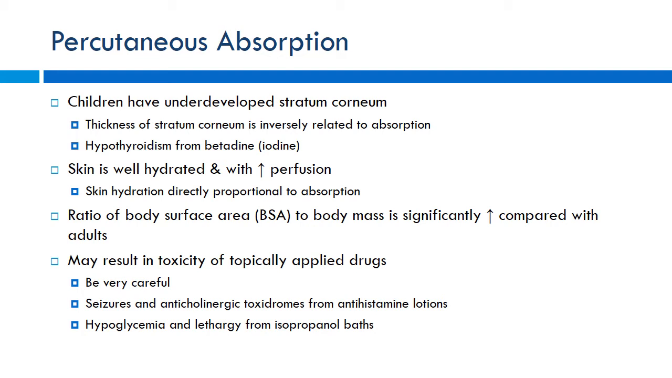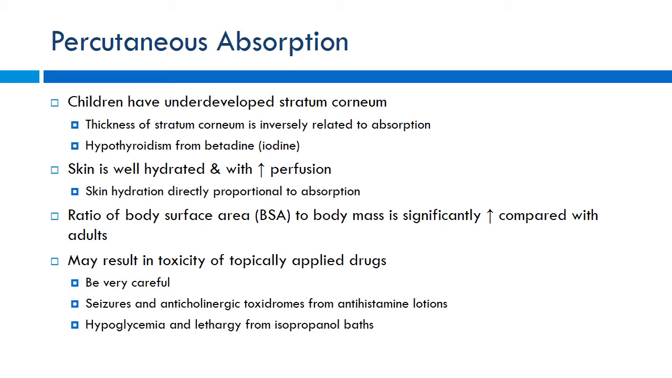One example of this would be hypothyroidism from betadine. Betadine is an iodine-based antiseptic that used to be used for cleaning patients. They've actually found that they were able to have pretty good absorption of this, and having too much iodine on board leads to hypothyroidism. It can actually impede the ability to make thyroid hormone. That's one of the reasons why we don't use that for kids, because they absorb it so well.